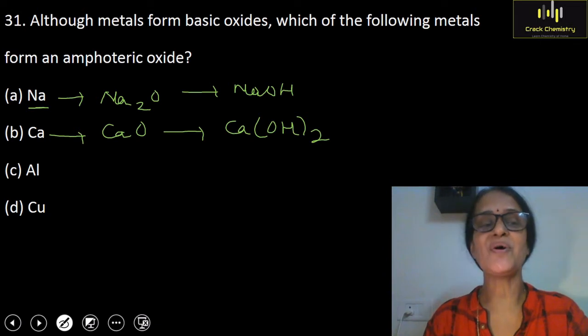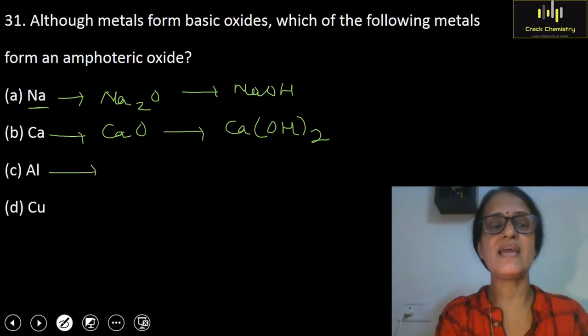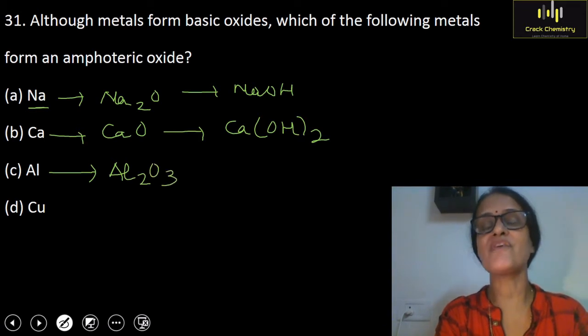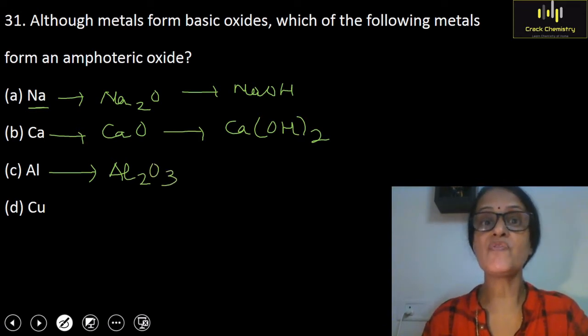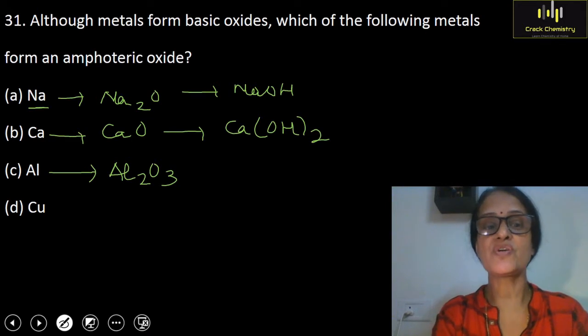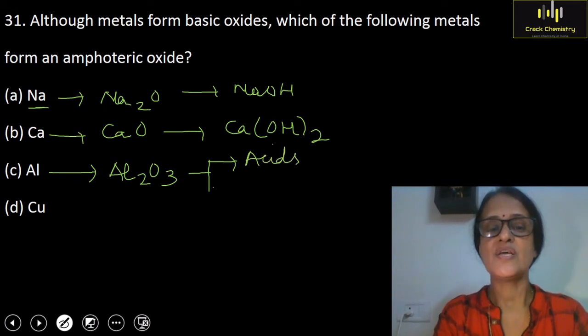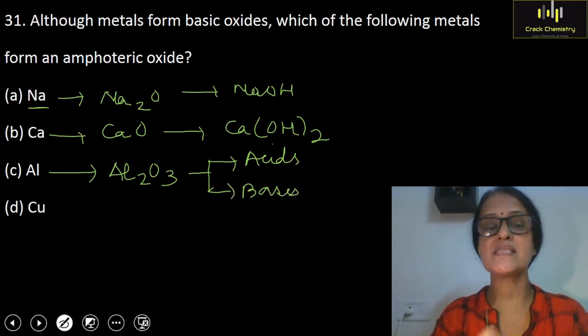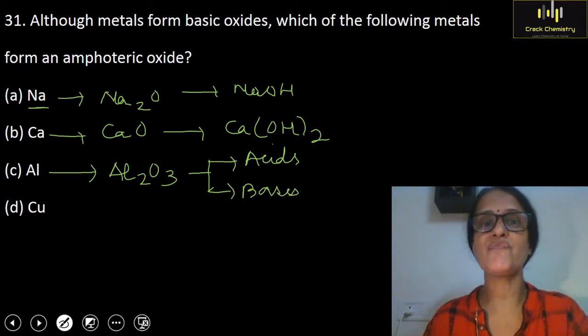Now if you look at the option C, which is aluminium. Aluminium reacts with oxygen and forms an oxide Al2O3. And children, Al2O3 is an amphoteric oxide. So what are amphoteric oxides? Amphoteric oxides are those oxides which react with both acids as well as bases. So aluminium oxide reacts both with acids and bases. So aluminium forms an amphoteric oxide which is Al2O3.